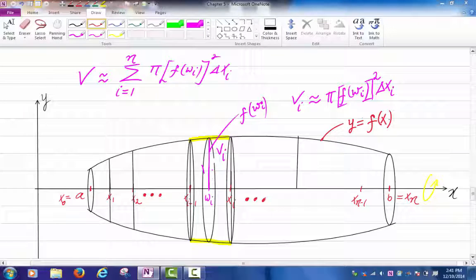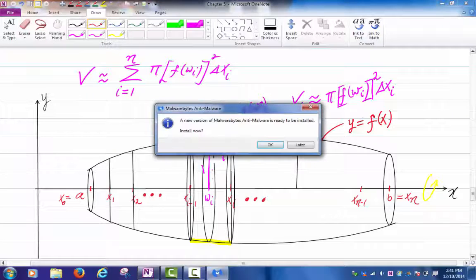Now, would you agree that if my partition is huge, these pieces are so tiny that I can approximate this piece by assuming that it is just a cylinder? If it is very small, then the bottom is a disk, the top is a disk, and I can assume they are about the same. So this is just a right circular cylinder. What's the volume of the right circular cylinder?